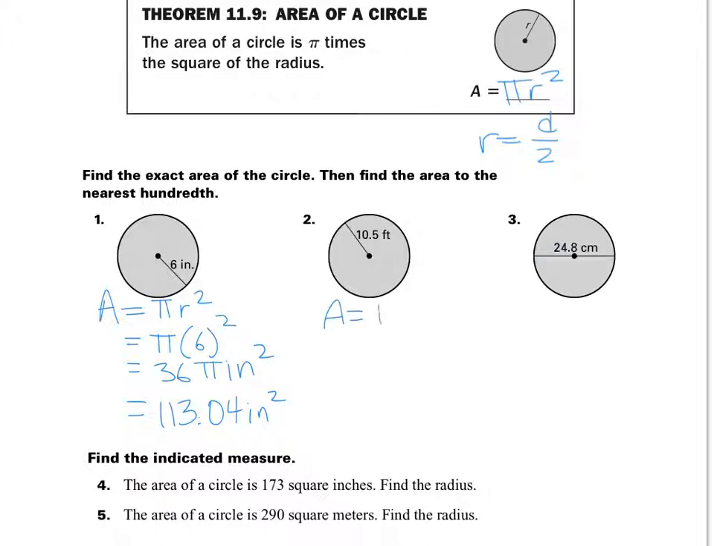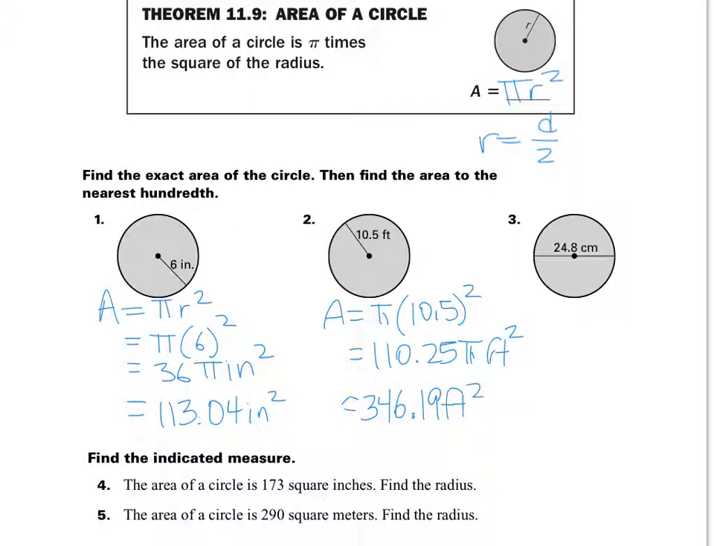Area, next one, pi times the radius squared. So in pi units, it's 110.25 pi feet squared, or approximately 346.19 feet squared.